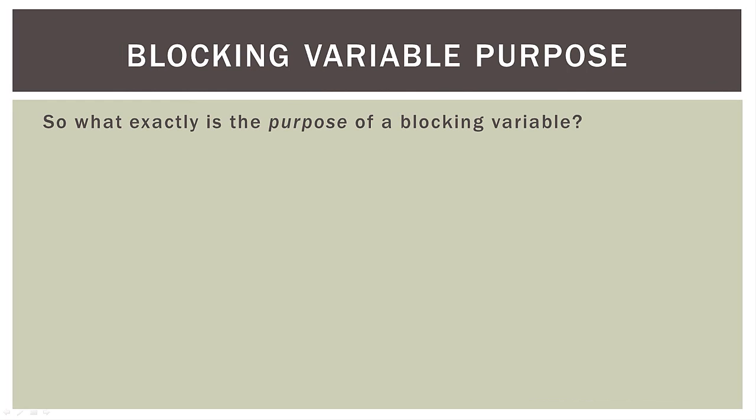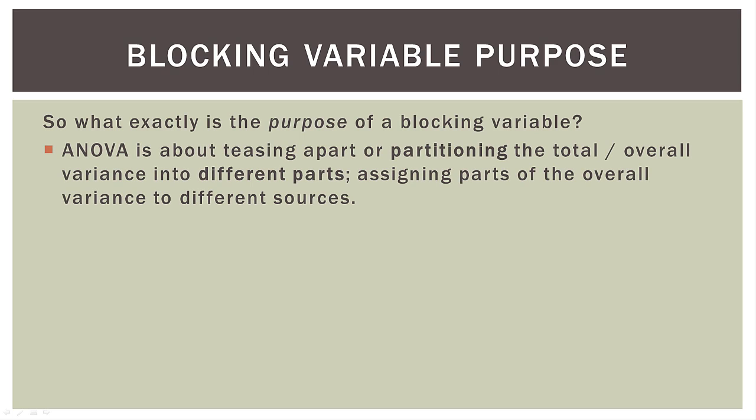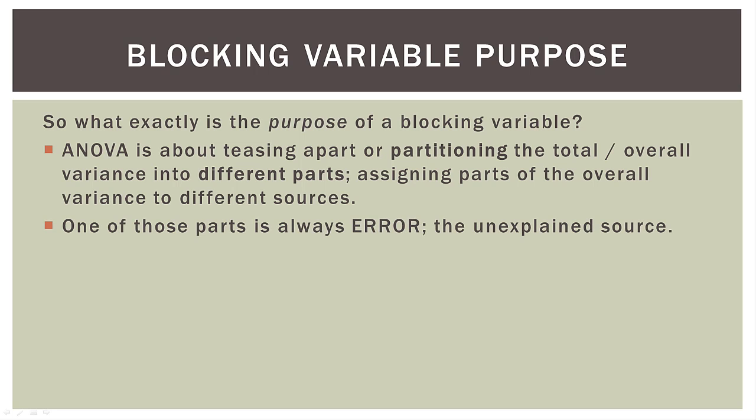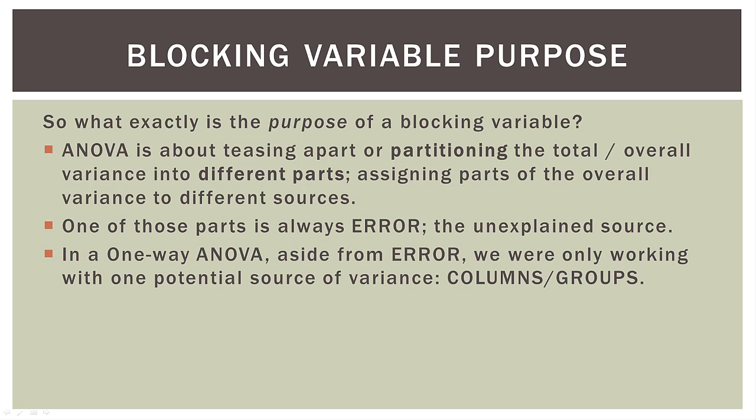Now in this problem we had the blocking variable. So what exactly is the purpose of a blocking variable? Remember, ANOVA is about teasing apart, or partitioning, the total or overall variance into different parts. So assigning parts of the overall variance to different sources. Now one of those parts is always error. It's the unexplained source of variance, and it will always be there. Now in a one-way ANOVA, aside from error, we were only working with one potential source of variance, and that was the columns or the groups, because there were no row differences. Each column was just a random sample of whatever we were looking at.